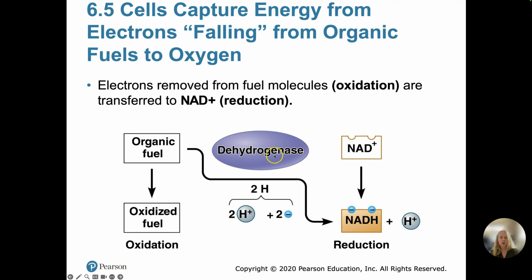This is accomplished through a dehydrogenase, which removes the 2 H+, the hydrogen ions, so hydrogen and its proton, and the 2 electrons. NAD+ becomes NADH, so it takes those 2 electrons and only 1 of the hydrogen ions. There are 2. The other hydrogen ion is just released into the cell, which becomes important later.